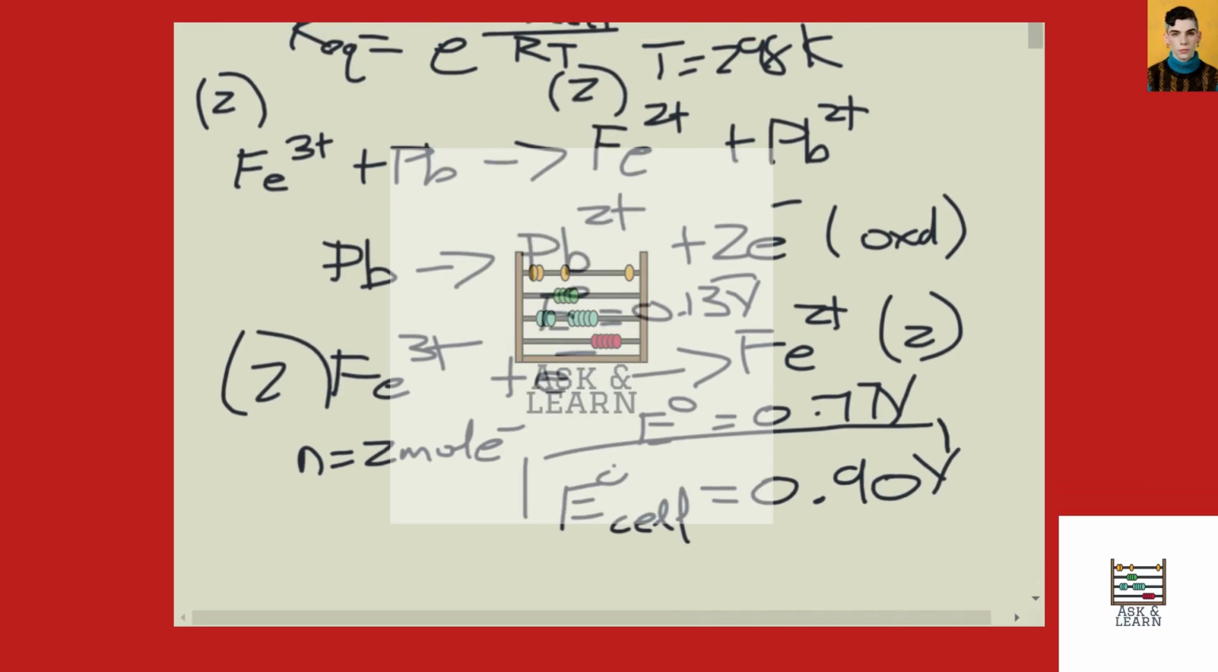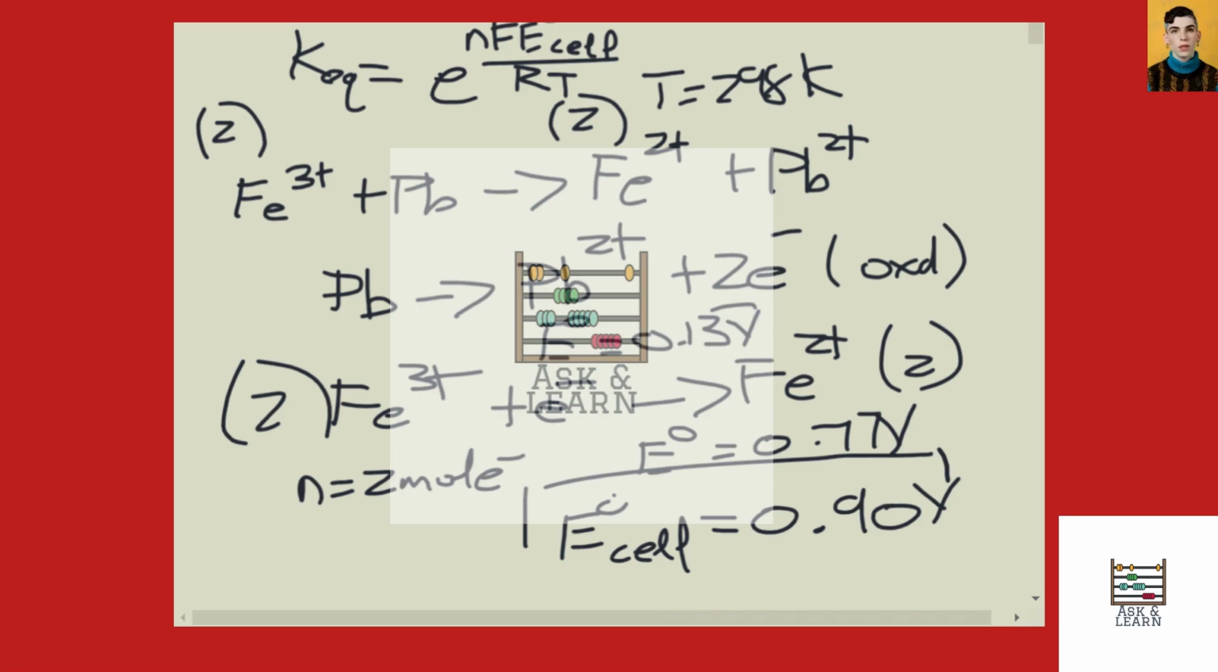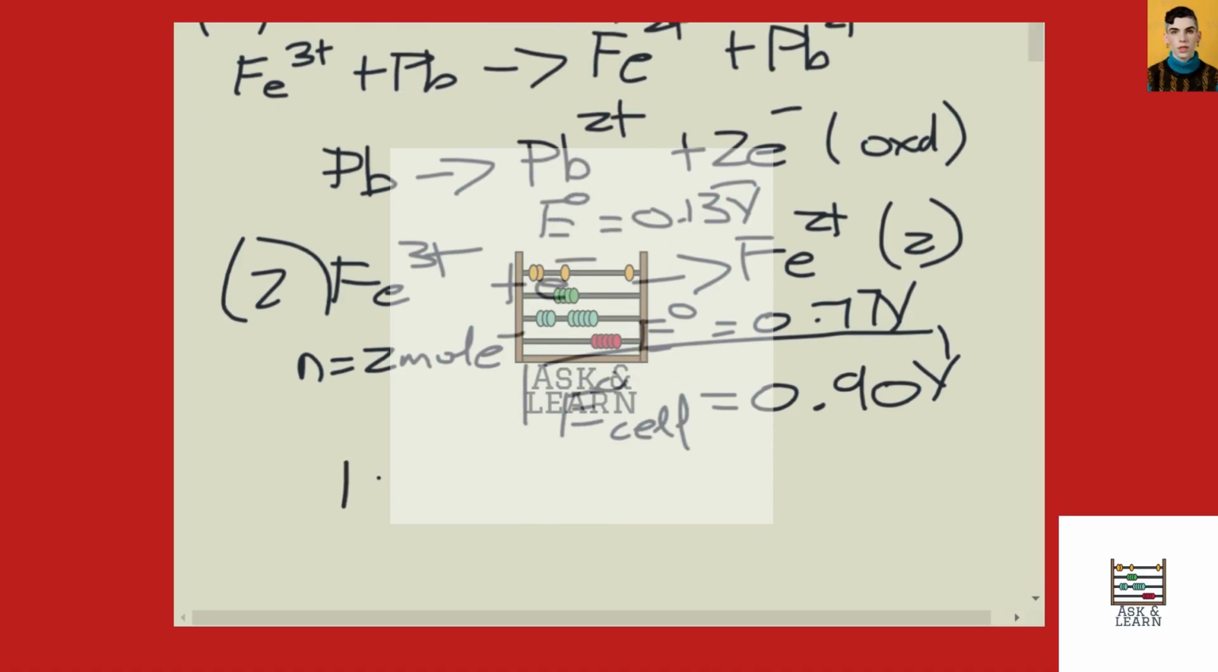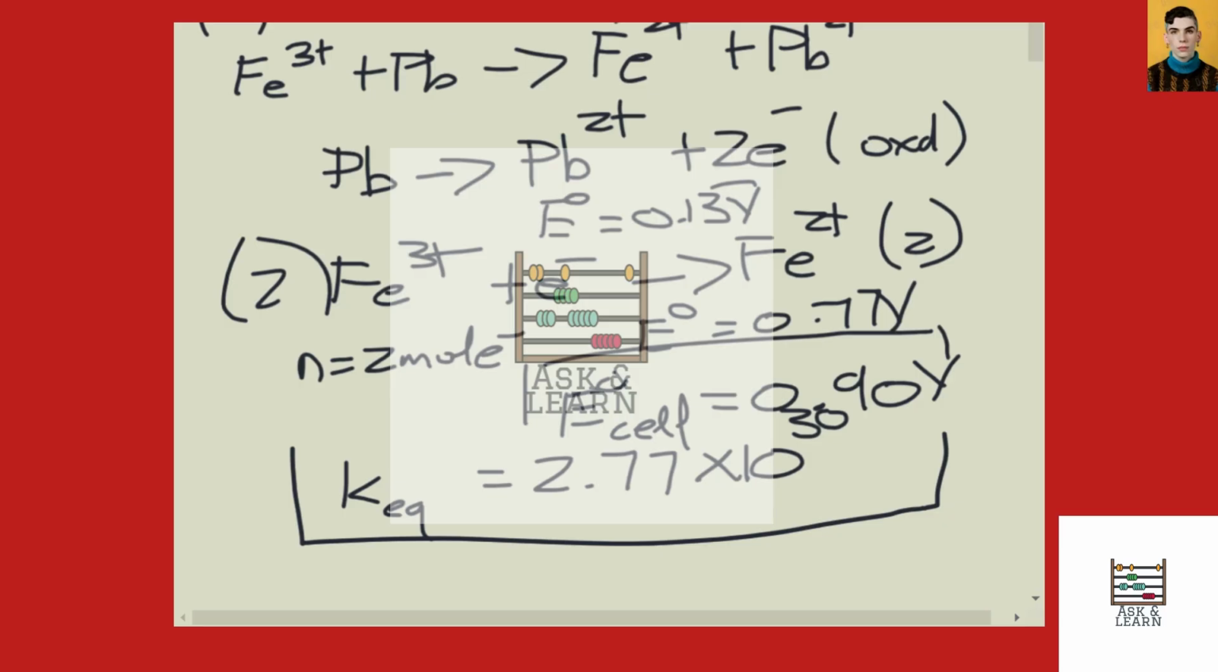So now we can use the information we have to find the equilibrium constant, where we have 2 times 96.485 times our E naught cell over our gas constant times 298. And thereby we can find that our equilibrium constant is 2.77 times 10 to the 30. And this is our final answer.